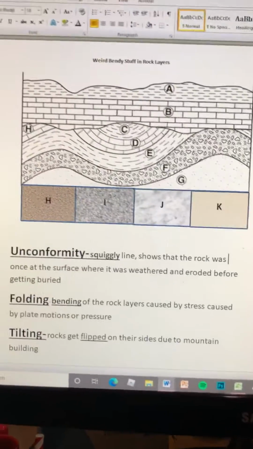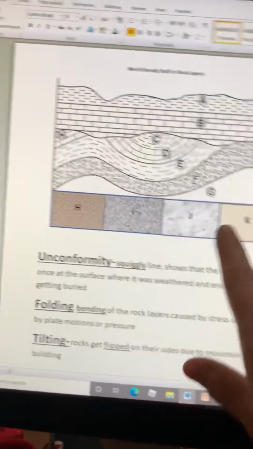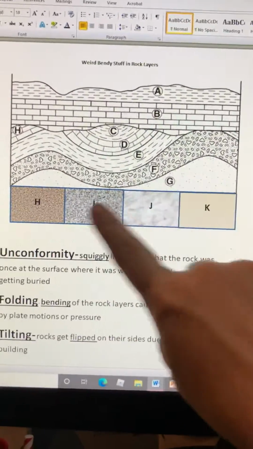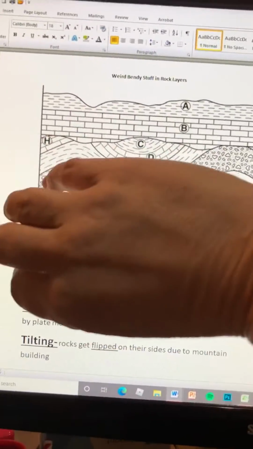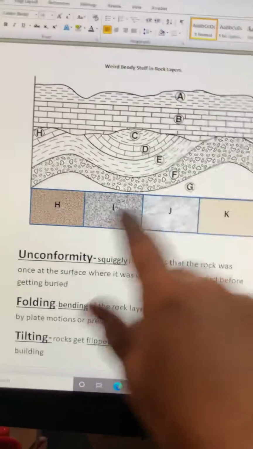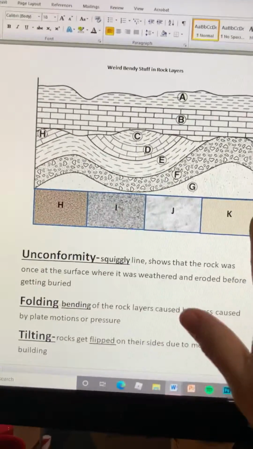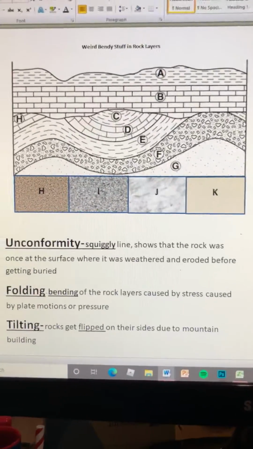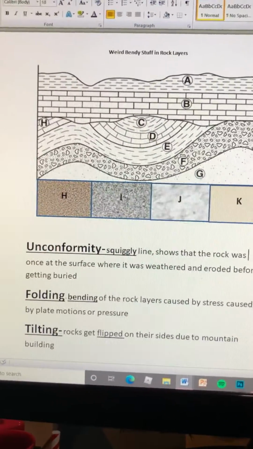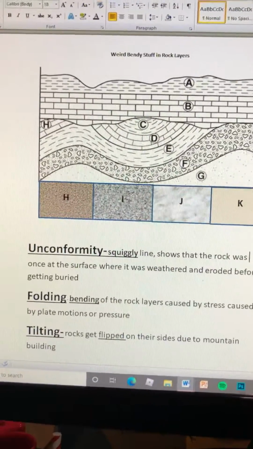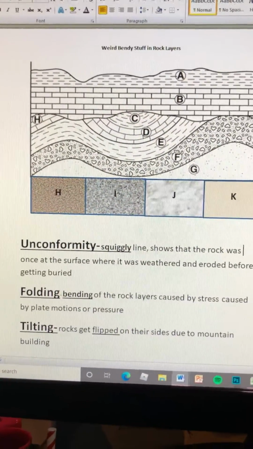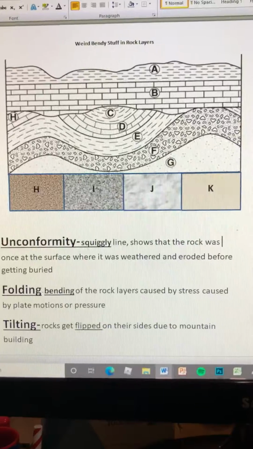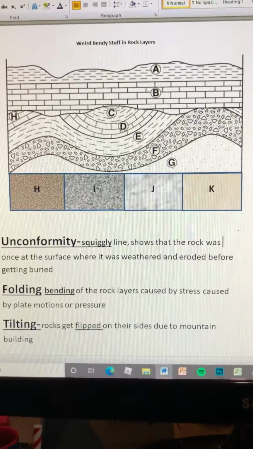Now, if you look here at the bottom, you can see that H, I, J, and K are all kind of flipped over. If you go back in time, you would have to flip them back like this, where H would be the next layer, then I, then J, and then K. Again, we're seeing the rocks being displaced, and this is called tilting, which I like to say flipping. And this is also caused by intense pressure, usually by mountain building.